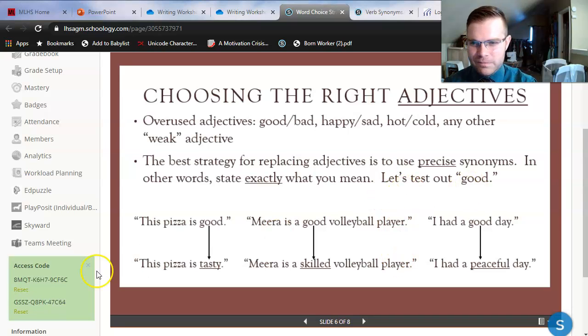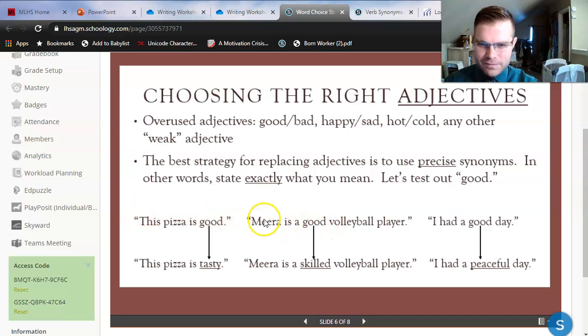Let's test this out with good. I use good as an example because we overuse it so much in our daily language. We might say something like, this pizza is good. Mira is a good volleyball player. I had a good day. Now here's the crazy thing about overused adjectives. Good in each of these sentences actually means something different.